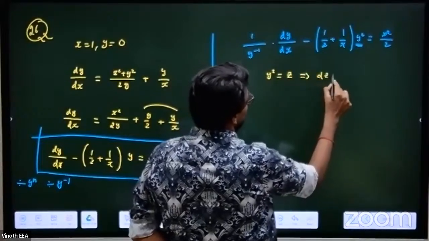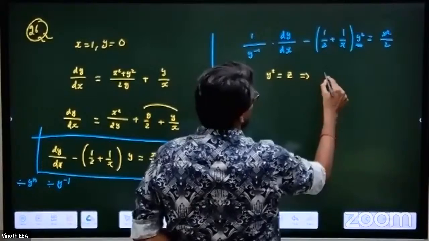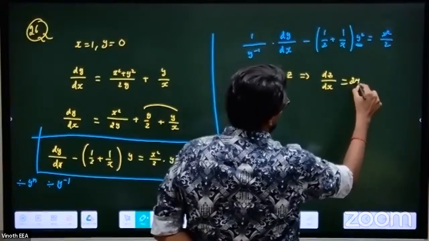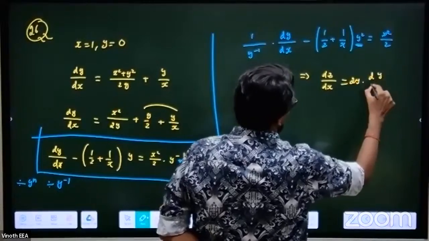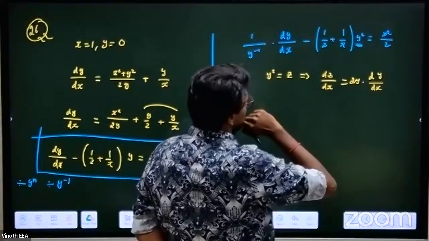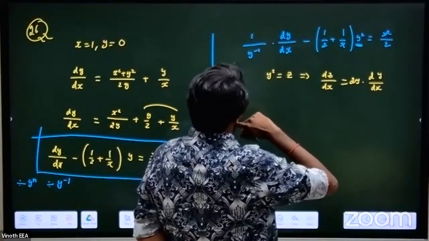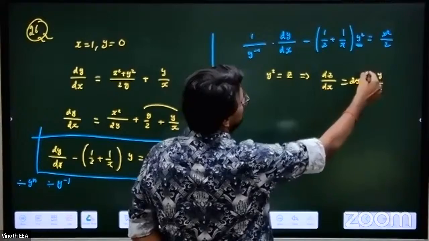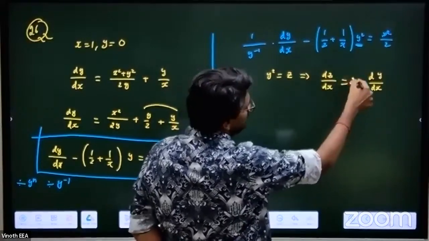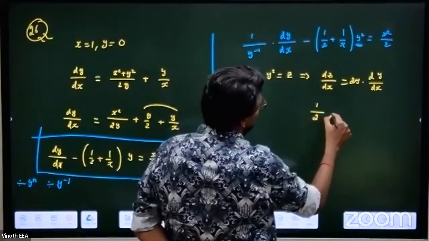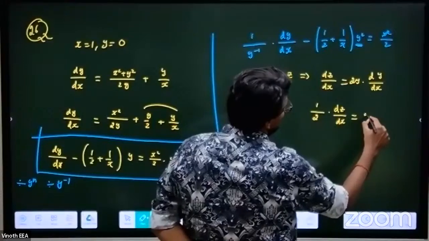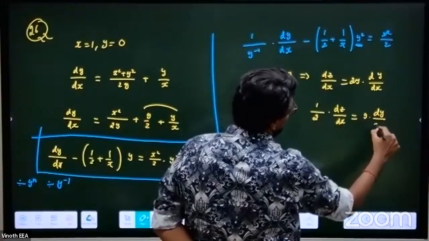So I will differentiate with respect to x: dz by dx is 2 times y into dy by dx. What I actually want is to replace this y dy by dx. You can just bring this 2 here. So 1 by 2 into dz by dx is equal to y into dy by dx.